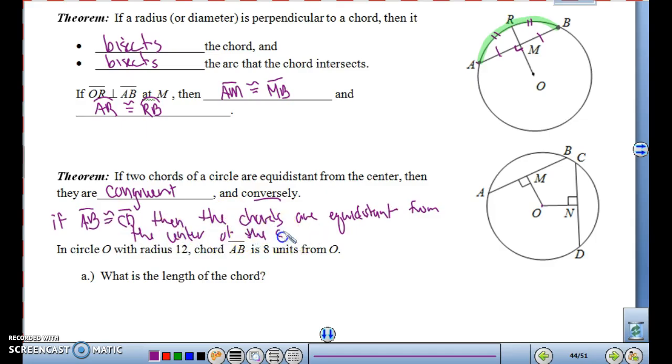That means that OM will be congruent to ON. This distance and this distance will be congruent if these two chords are congruent, and vice versa.